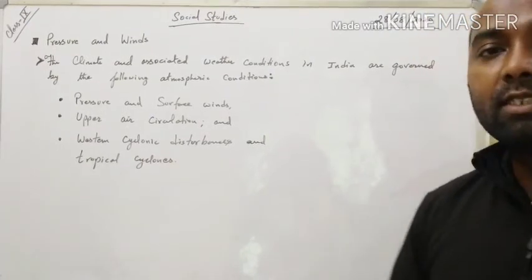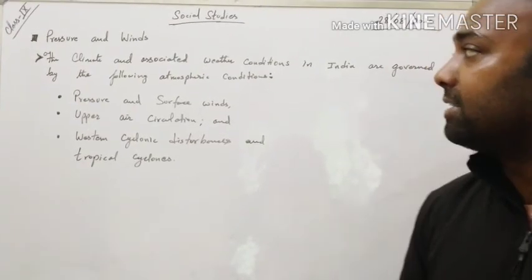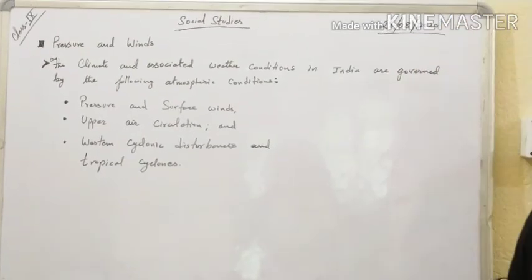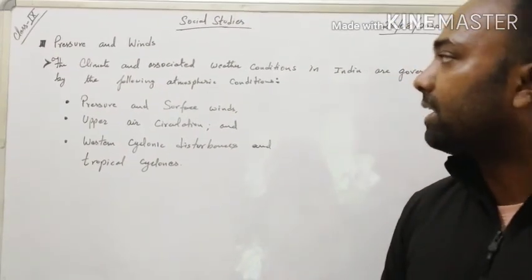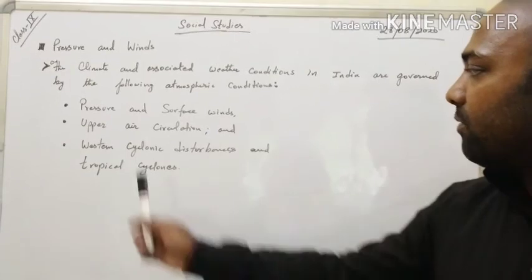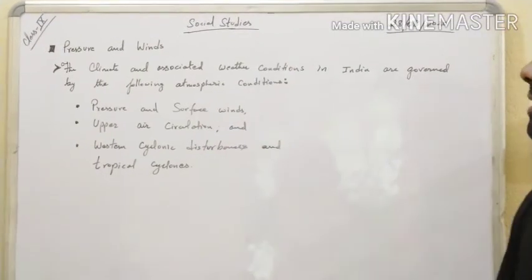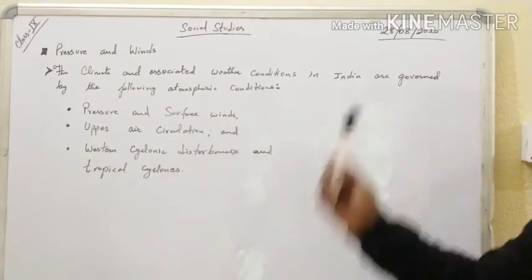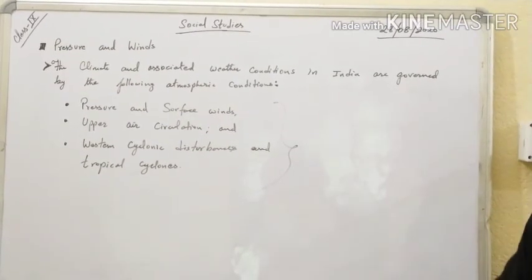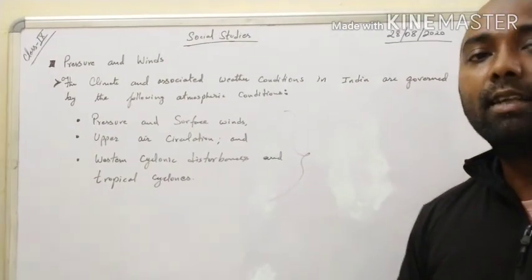Students, whatever we have discussed today will be there for your revision work. You have to revise those concepts once again, and in the next class we'll be learning about pressure and winds that influence the climate of our country. We'll be discussing pressure and surface wind, upper air circulation, western cyclonic disturbances and tropical cyclones. The climate and associated weather condition in India is governed by these atmospheric conditions, which we will discuss in another session.